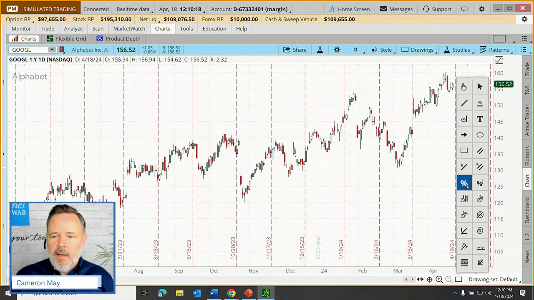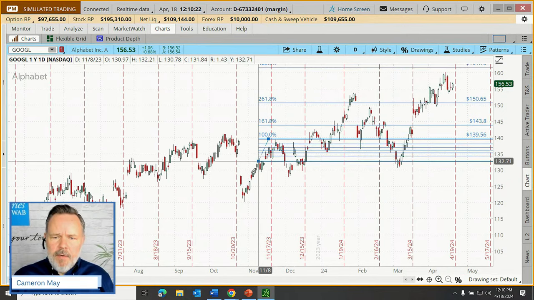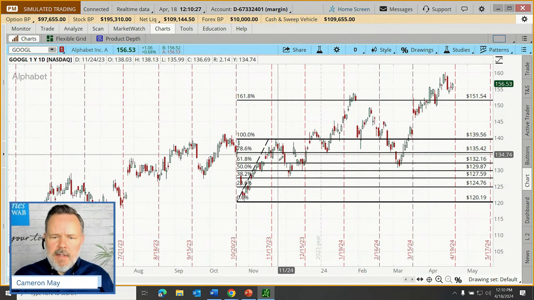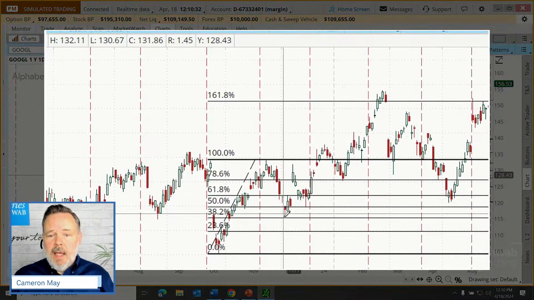I'm going to click right at the top of that up move, and go down to the bottom of that up move. And interestingly, here it didn't settle out between 61.8 and 50. In this case, Alphabet has gone down to the next Fibonacci line, the 38.2.